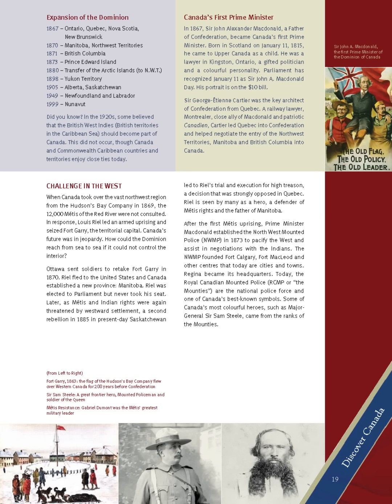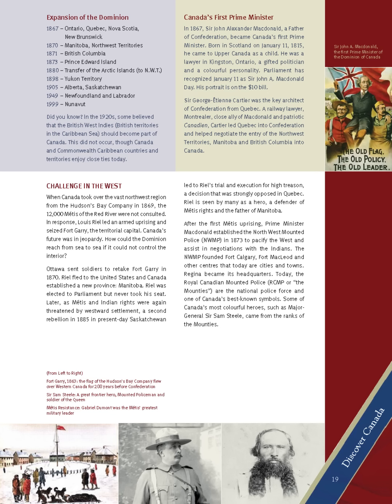Ottawa sent soldiers to retake Fort Garry in 1870. Riel fled to the United States and Canada established a new province, Manitoba. Riel was elected to Parliament but never took his seat. Later, as Métis and Indian rights were again threatened by westward settlement, a second rebellion in 1885 in present-day Saskatchewan led to Riel's trial and execution for high treason, a decision that was strongly opposed in Quebec. Riel is seen by many as a hero, a defender of Métis rights, and the father of Manitoba.